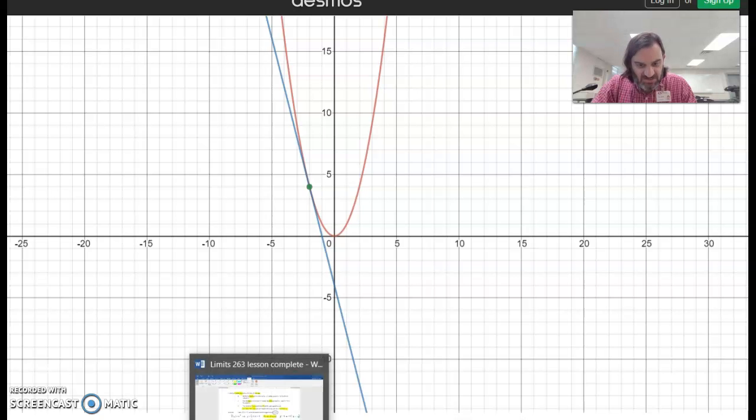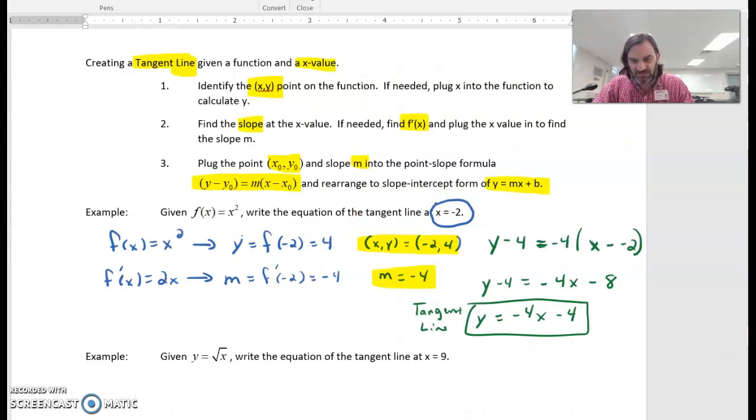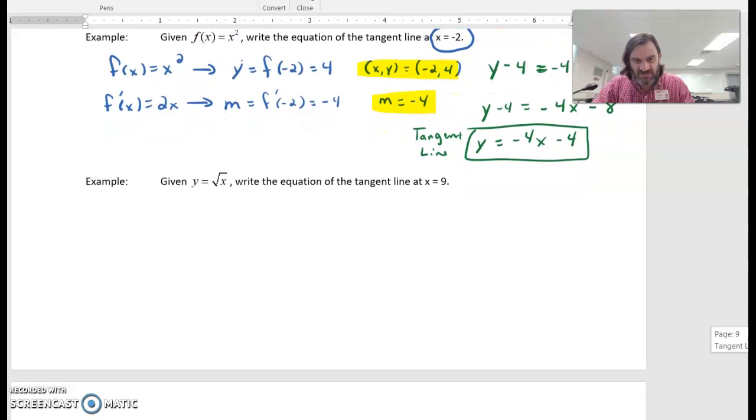Okay, let's do the next one down here. So the next one is y equals square root of x. So what did we do? We know that y equals square root of x, and just a moment ago we found the derivative, which would be y prime equals 1 over 2 square root of x. Well, from the first one we can get the point by plugging x in. So if we plug in x being 9, the square root of 9 is 3. So we have an xy point of 9, 3.